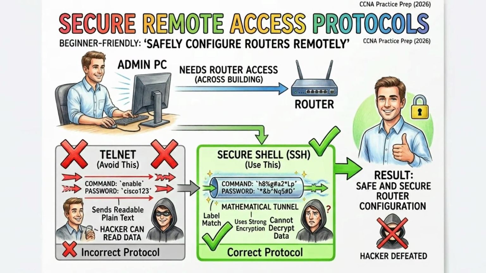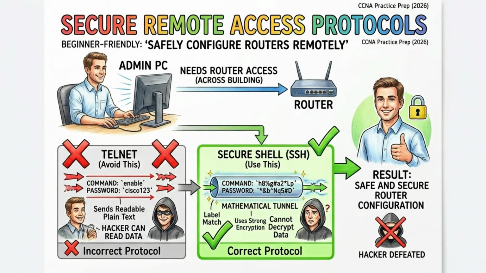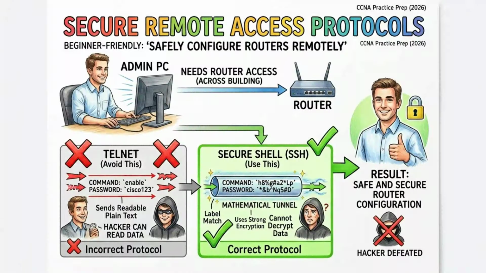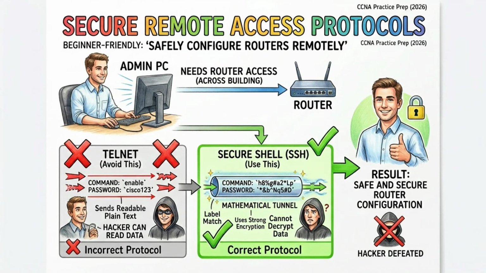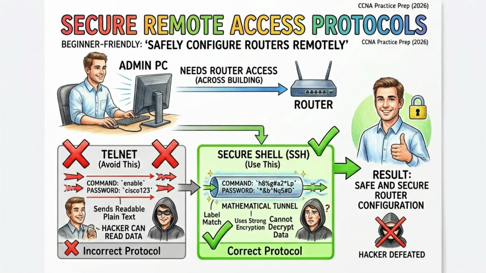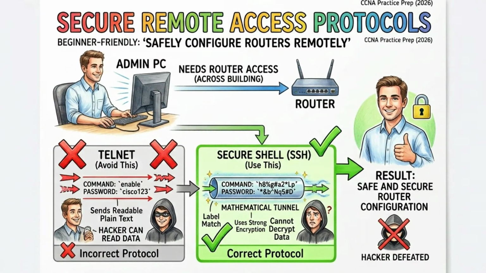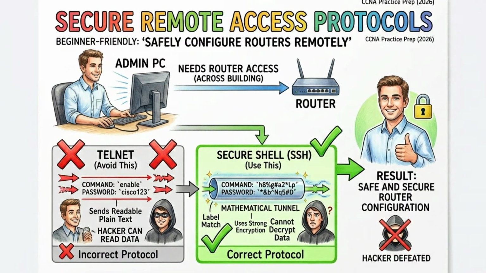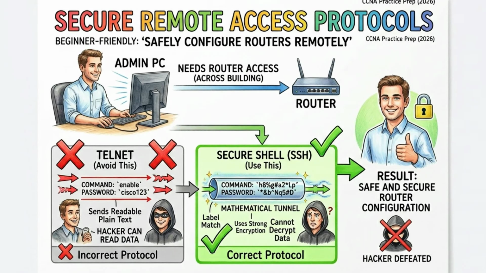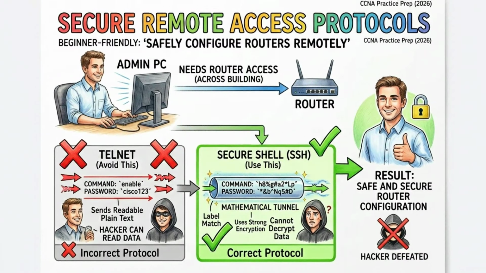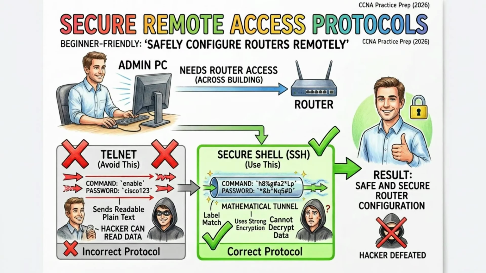When administrators need to safely configure a router from across the building, they rely on remote access protocols, but not all protocols are created equal. In the past, engineers used an older protocol called Telnet, which dangerously sends all your typed commands and passwords across the network in completely readable plain text. Today, you must strictly avoid Telnet and instead use Secure Shell, commonly known as SSH. Secure Shell creates a highly encrypted mathematical tunnel between your computer and the router, ensuring that even if a hacker intercepts the traffic, they absolutely cannot read your password.